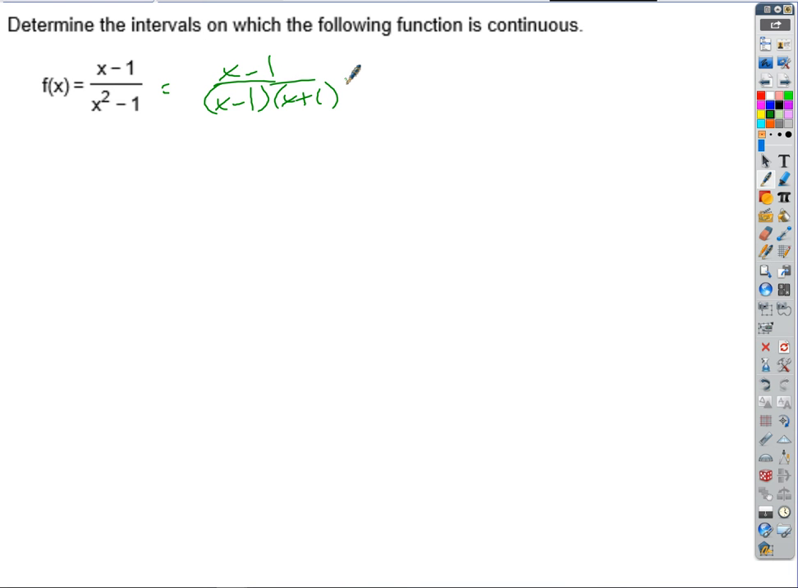What's happening at 1 is we just have a hole, and we have a vertical asymptote at minus 1. One of them is removable and one's not removable, but they're still discontinuities. So we have to write this one like that, in interval notation. That's the same thing as saying x cannot equal plus or minus 1, but just writing it with interval notation.